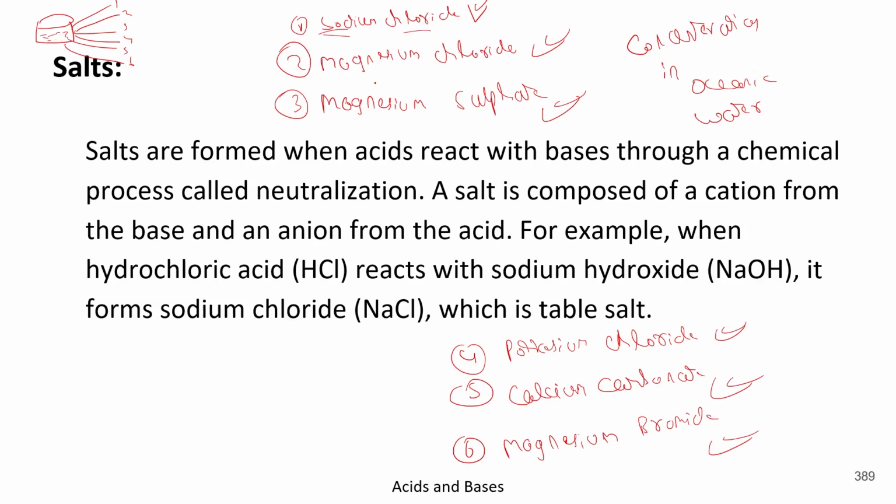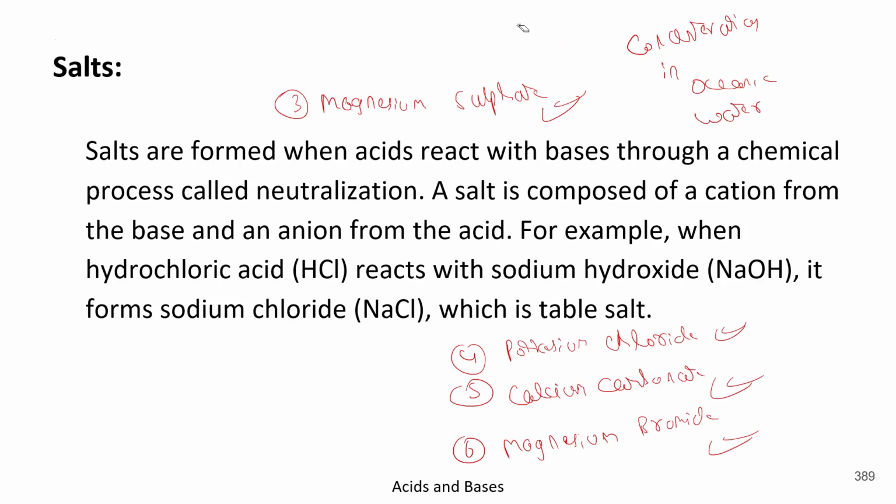Second one is magnesium chloride. Third one is magnesium sulfate. Fourth one is potassium chloride. Fifth one is calcium carbonate. And sixth one is magnesium bromide. Got it? After this, let's have a look at the properties of salt.